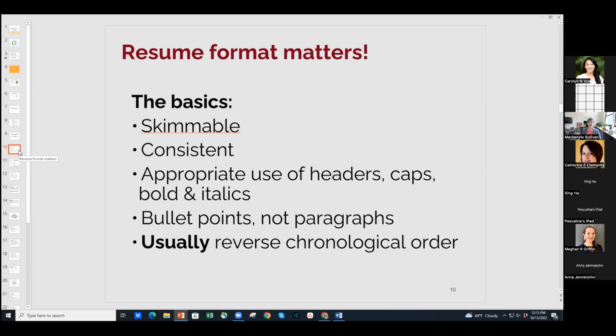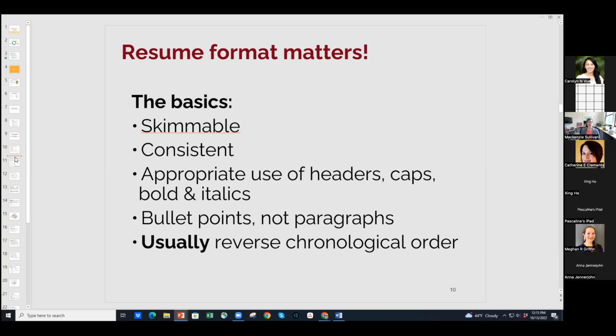You'll notice that resume uses headers, capitalization, bold, and italics, but not in excess. If it's in excess, it makes it really hard to read. It's bullet points, because people can't read paragraphs. It's too hard to read paragraphs when you're skimming. And usually, there are exceptions for this, but usually we do a resume in reverse chronological order, where your relevant work experience is listed with the oldest positions at the bottom and the most recent positions at the top.